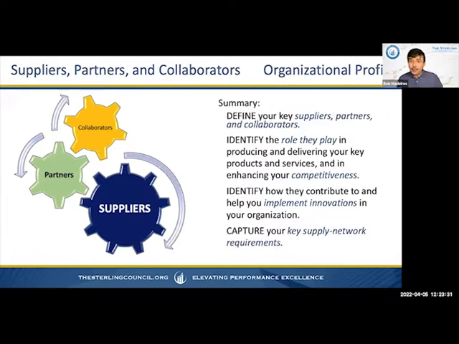Excuse my cough, but in summary, what you do is you define suppliers, partners, and collaborators. You describe who the key suppliers, partners, and collaborators are for your organization. You identify their role in enhancing your competitiveness and your innovation opportunities, and you define the key supply network requirements.